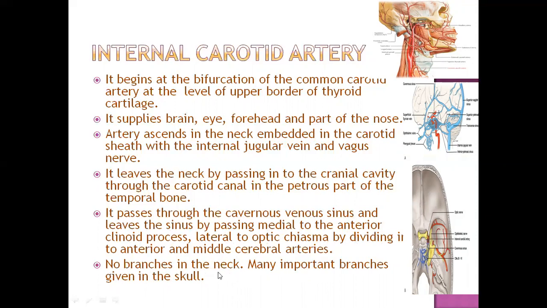It has no branches in the neck, but gives many important branches in the skull. It gives cortical and central branches. What is the meaning of cortical and central branches? Cortical branches are given by the internal carotid artery to the surface of the brain, and central branches supply the nuclei, or masses of gray matter, inside the brain, and also the internal capsule. So this is the difference between the cortical and central branches, and this is the internal carotid artery which passes through the cavernous sinus.